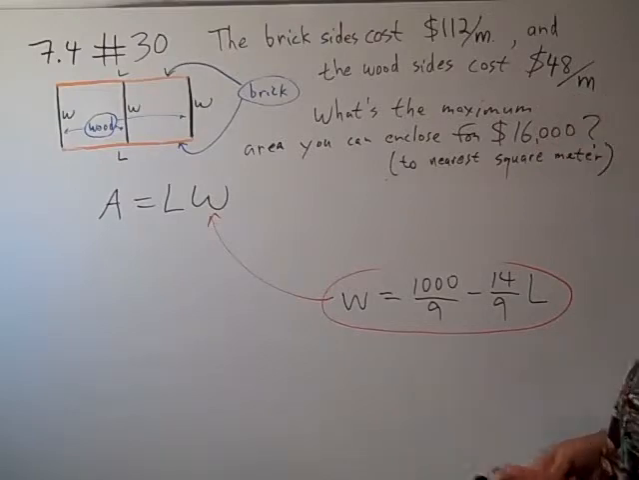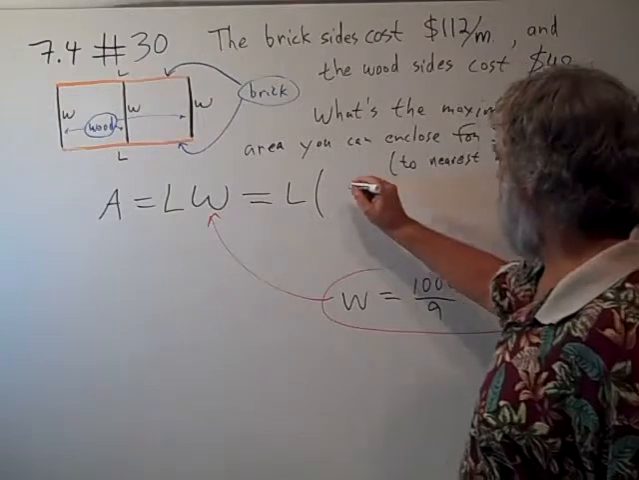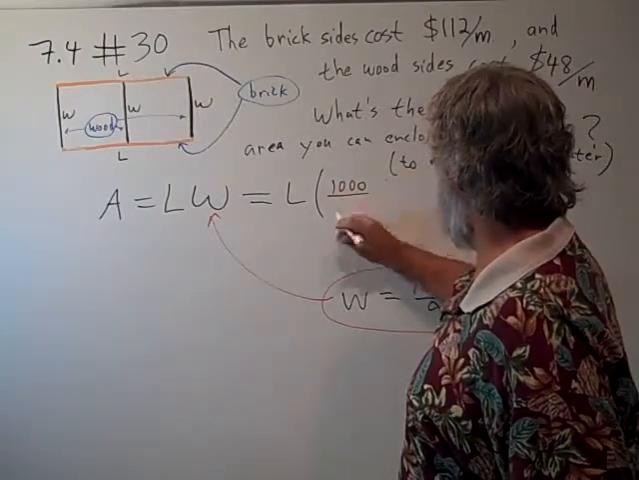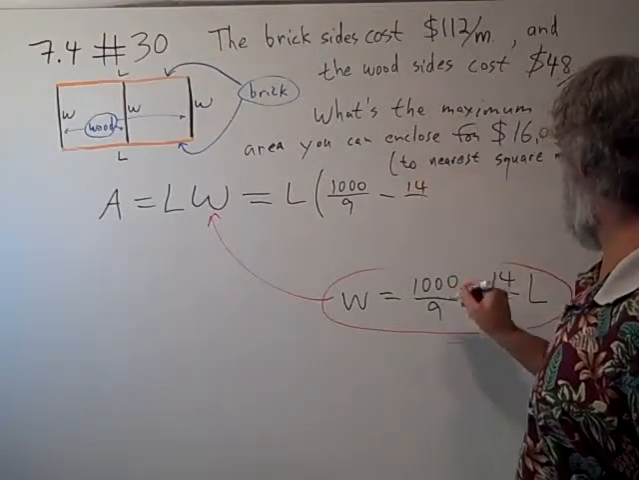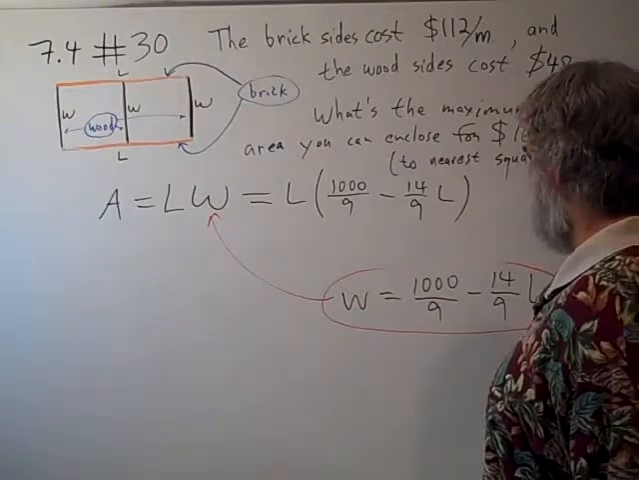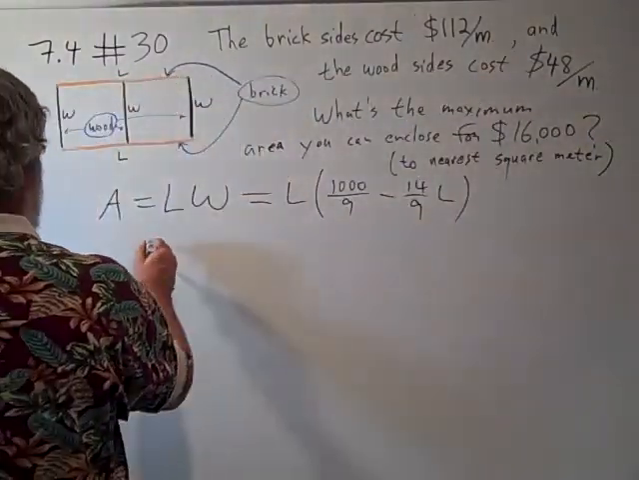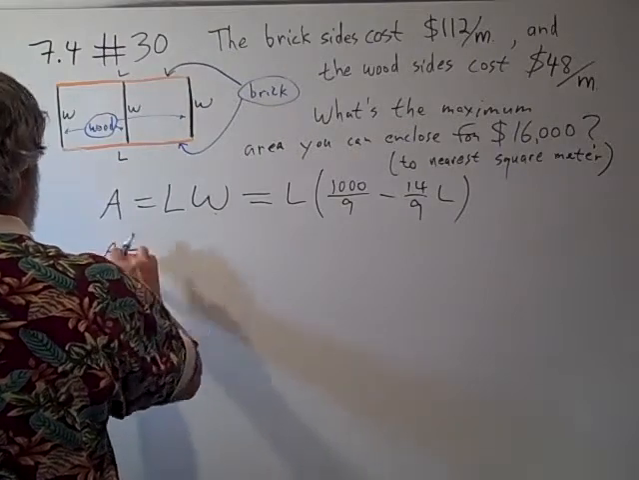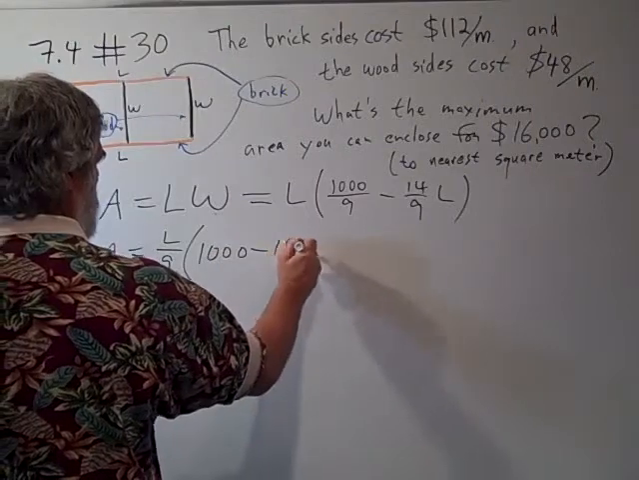What we get when we do that is that the area is equal to L times 1,000 divided by 9 minus 14 ninths times L. I could also factor out a ninth from that. This looks a little better if I factor out a ninth, I think. So the area is equal to L divided by 9 times 1,000 minus 14L.